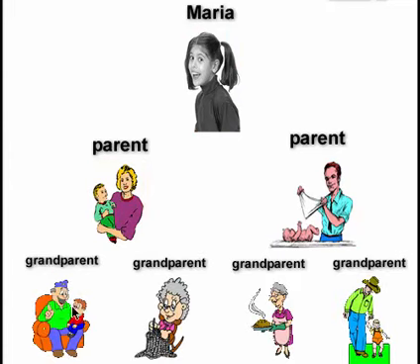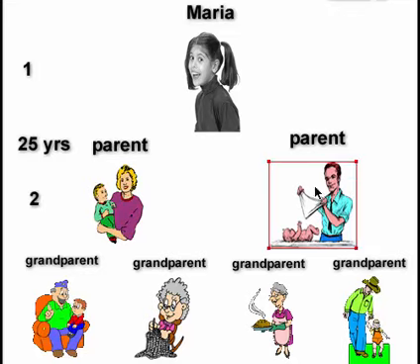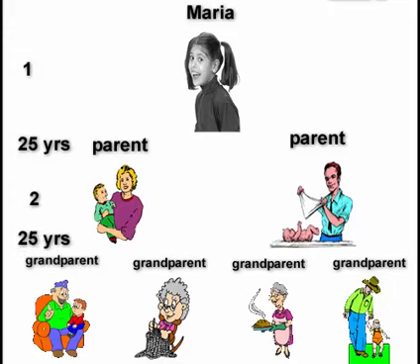And then each parent has a parent, and they are called the grandparents to Maria. So let's start counting. Maria is one person, and in 25 years previous to that, she had 2 ancestors, mama and a papa. And in 25 years before that, she had 4 ancestors, right? Grandma, grandpa, grandma, grandpa.